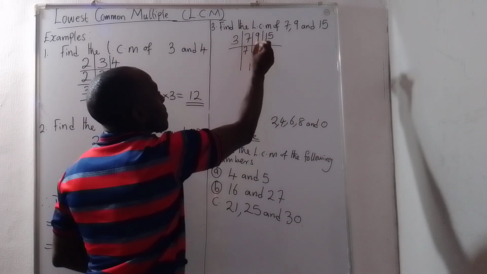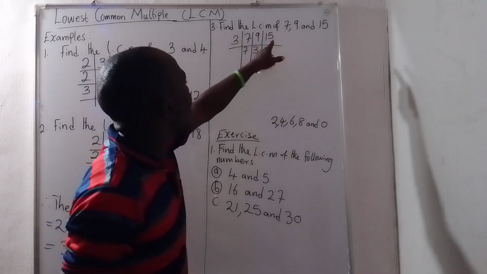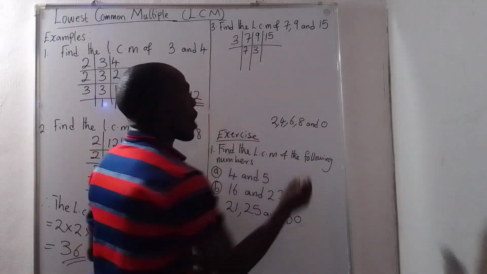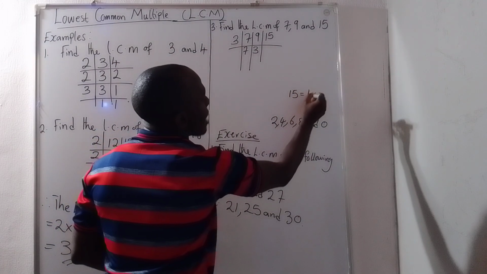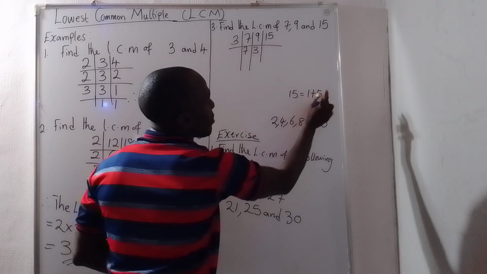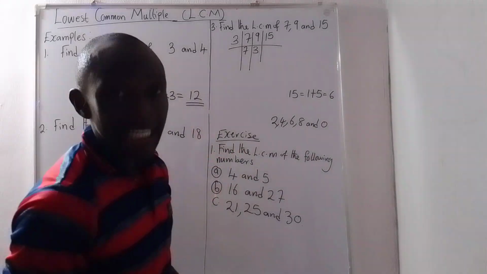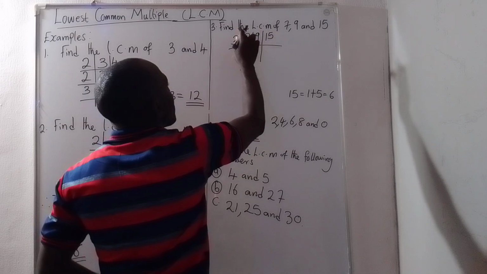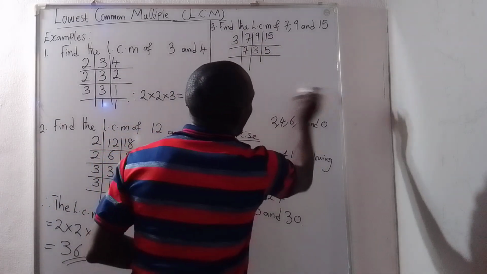9 divided by 3 is 3. What about 15? How do you know whether 3 can divide 15, especially when the number is increasing? In my previous video, I said you should add the individual digits. Like 15 now, add 1 plus 5. It will give us 6. This 6 can be divided by 3, so 15 can be divided by 3. So 15 divided by 3 is 5.